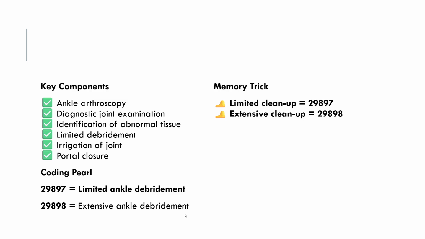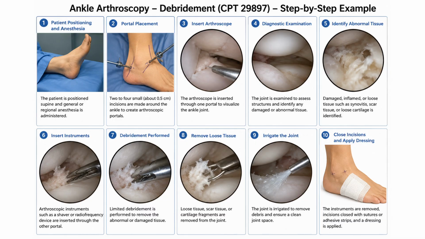29898 is for the extensive ankle debridement. Whenever the procedure is complicated, you can code 29898. Okay, so here it is a step-by-step procedure where he is doing the debridement. He will insert the arthroscope, do the diagnosis, and identify the abnormal tissue. Abnormal tissue can be synovitis, scar tissue, or loose cartilage.